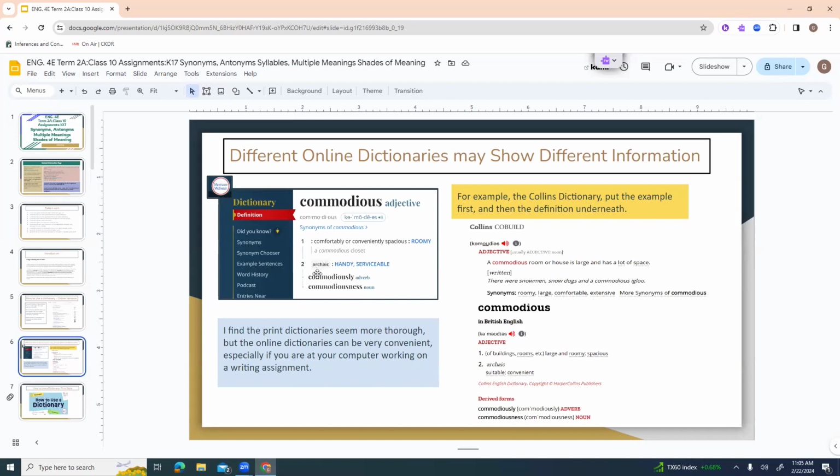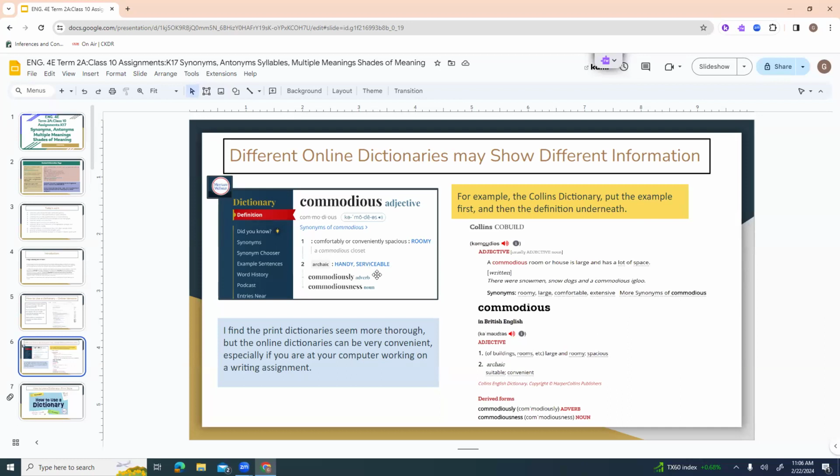Then they give you a second meaning. It says here archaic. Archaic means really old. That means it isn't a current meaning. Most people who use the word commodious mean roomy. But if you were reading, say, an older novel for a course in school, they might use it in the old-fashioned or archaic usage, and then it's helpful to know that. So in archaic usage, it sometimes also meant handy or serviceable.